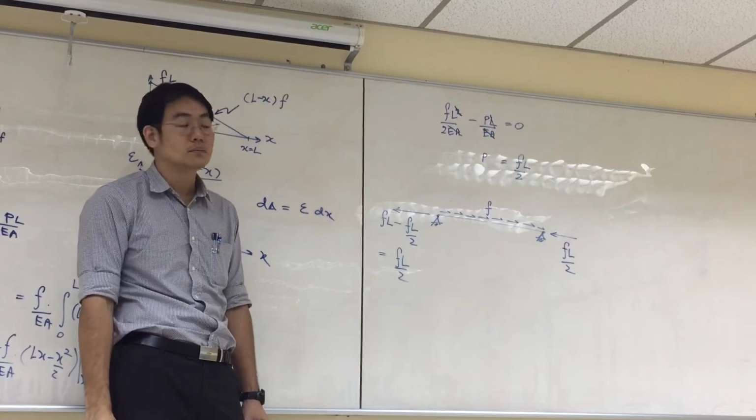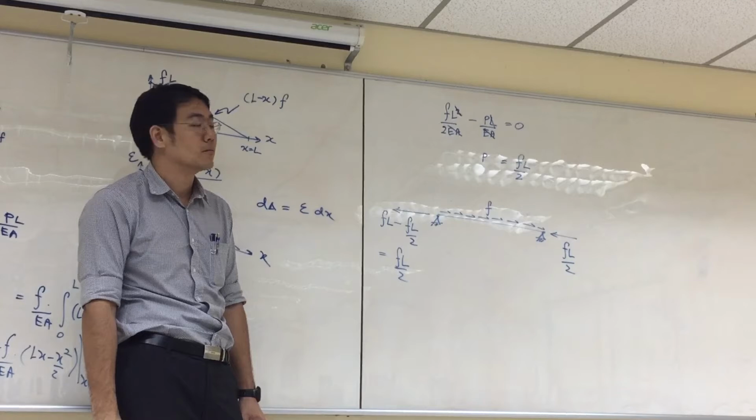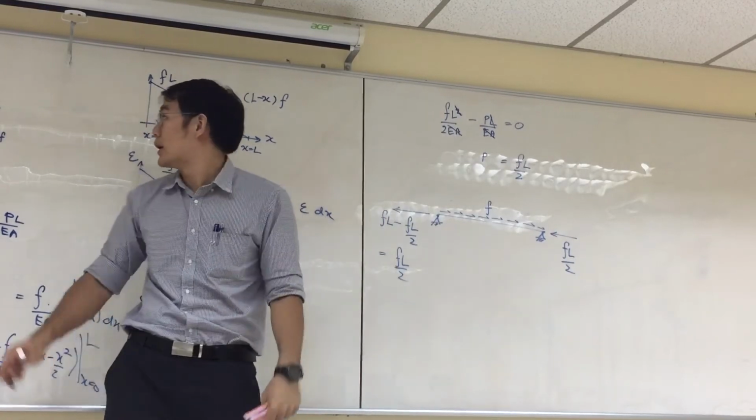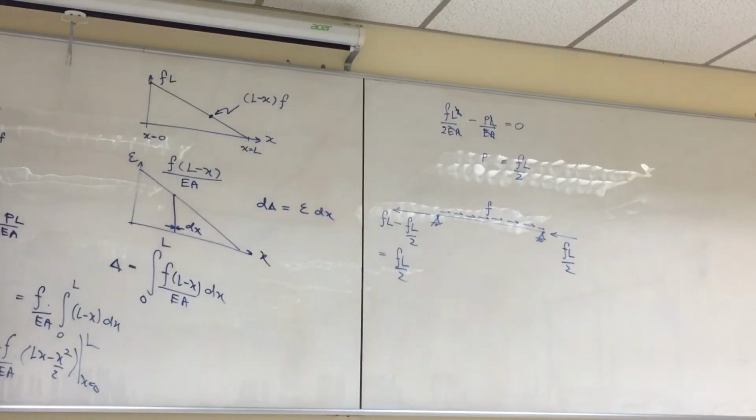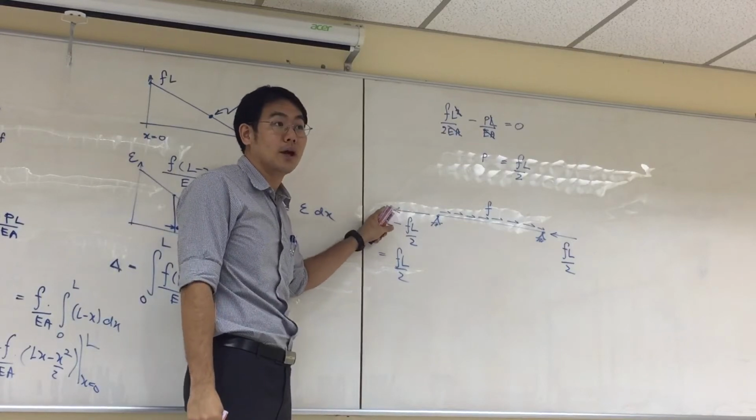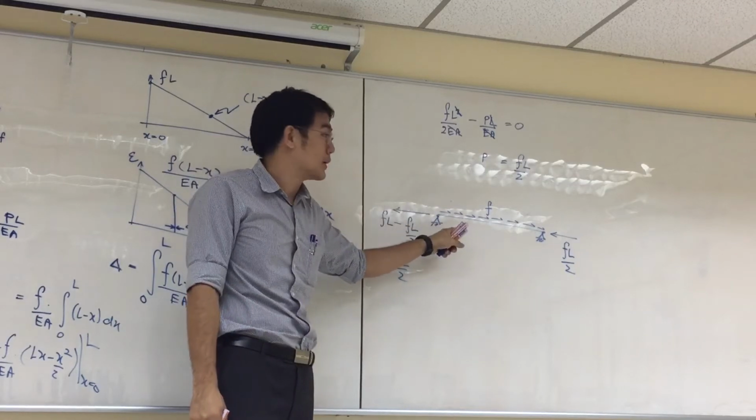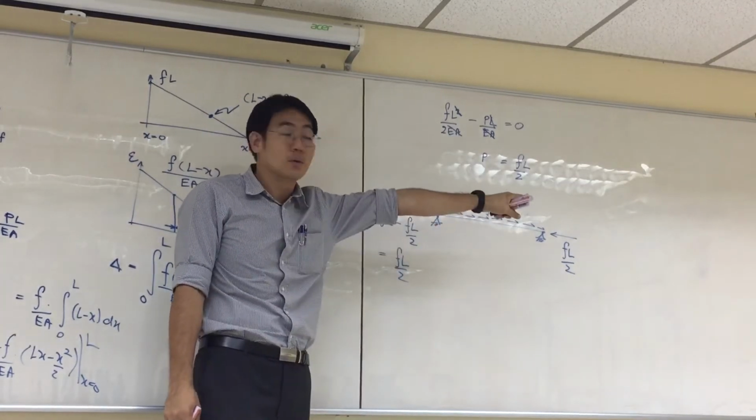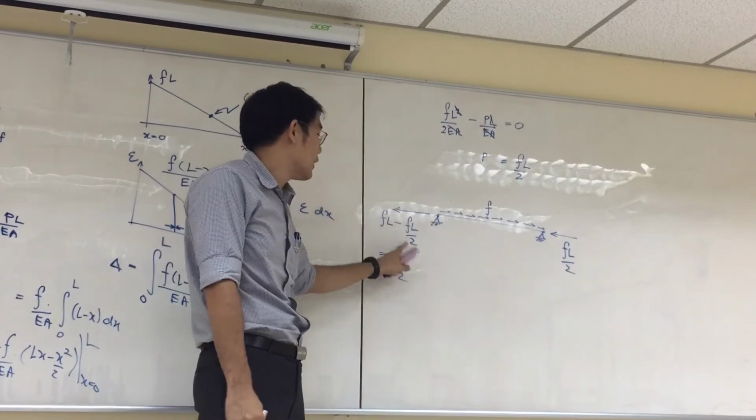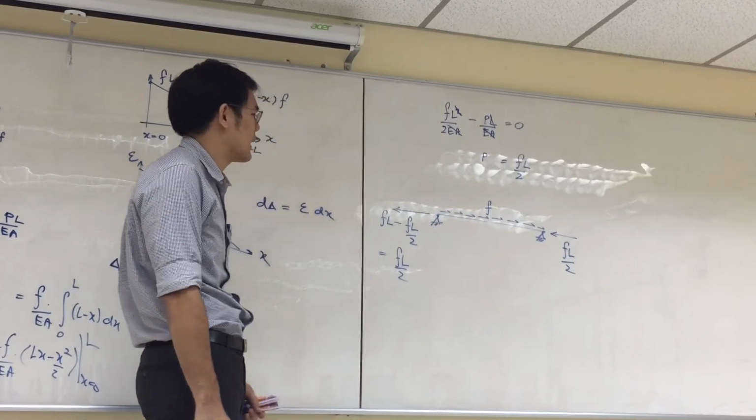Okay. And then if you want to put it into vector form like that, you will need to put the sign in the way that is consistent with the x that you use in the derivation of the stiffness matrix, etc. So your FL over 2 will be minus FL over 2 and minus FL over 2. Just like that.